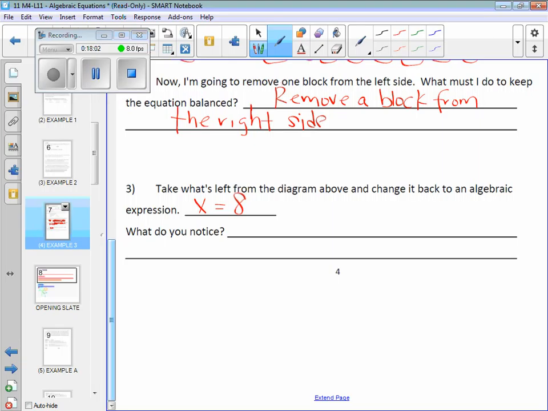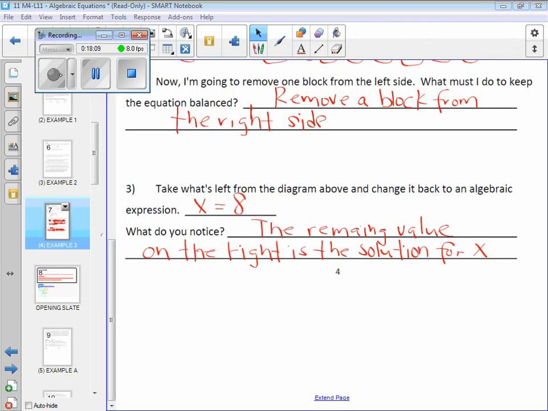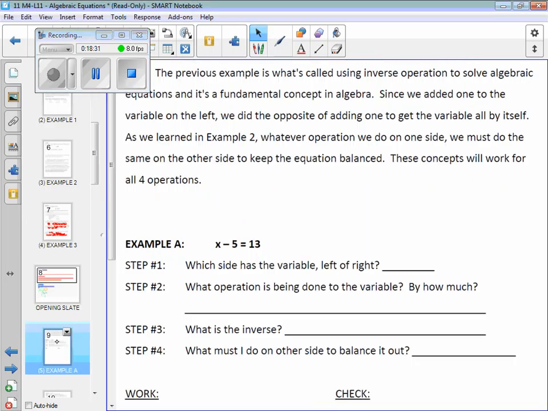So I'm just going to write it out. I'll read it out loud to you while you're copying it down. The remaining value on the right, 8 in this case, is the solution for x. What we just did, like I said, is we used inverse operation to solve for x.